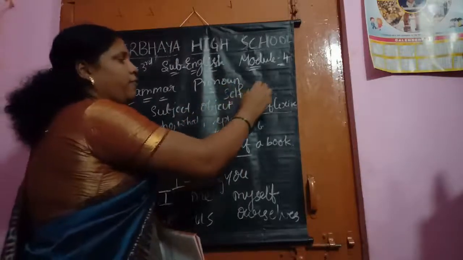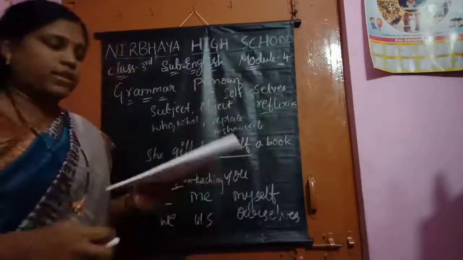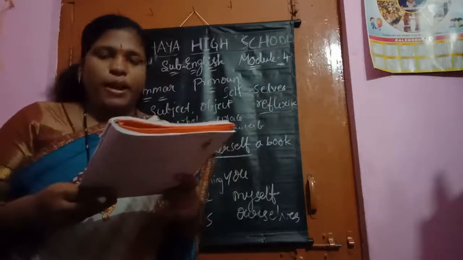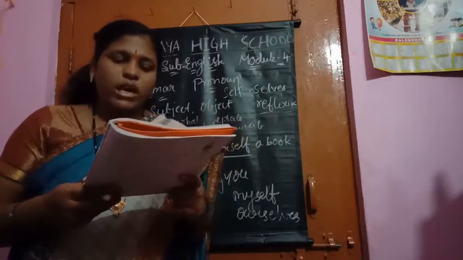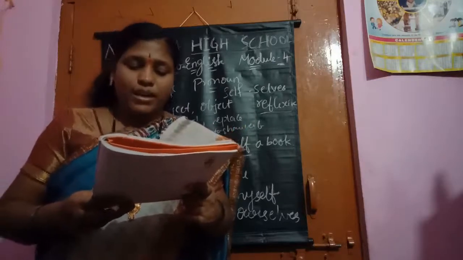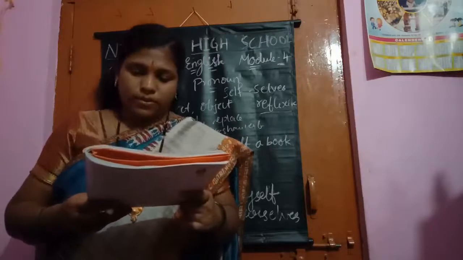S-E-L-F, self. S-E-L-V-E-S, selves. This is a singular form and that is a plural form. When a reflexive pronoun replaces phrases like on my, on her, on his, on our, on their own, the preposition on should be changed to by. See here. Sonia did it on her own. Sonia did it by herself.